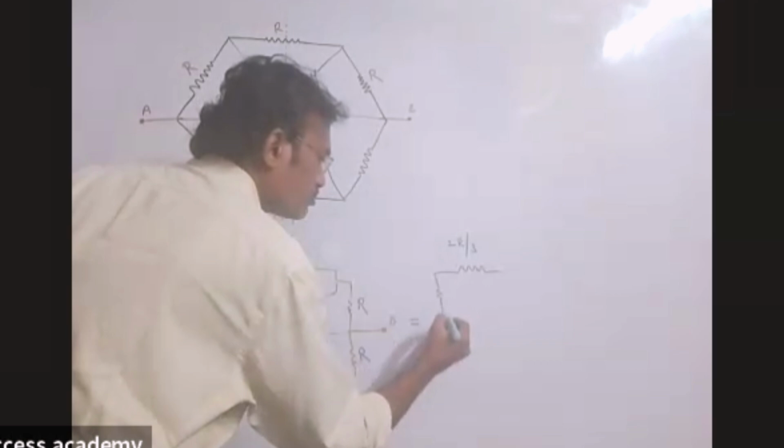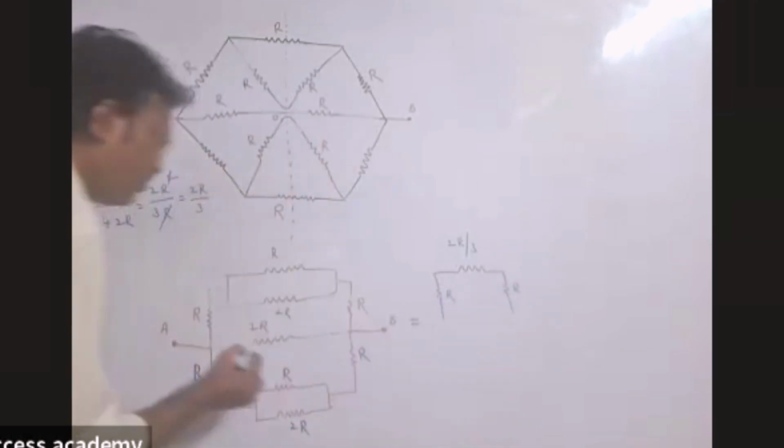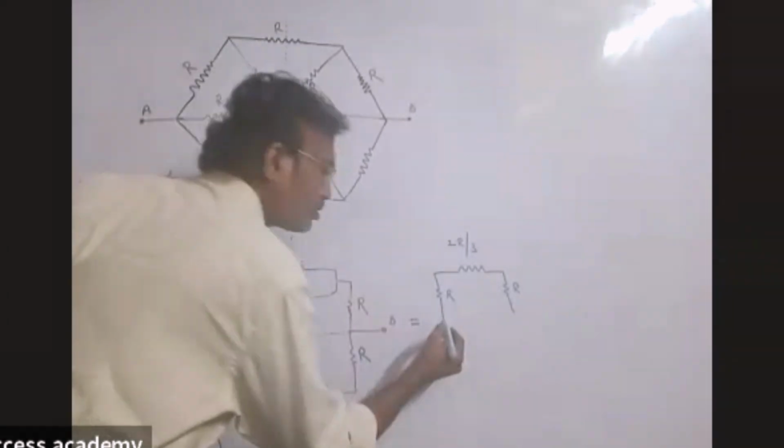And now here R is present, and here also R is present. In between, what is that? 2R.